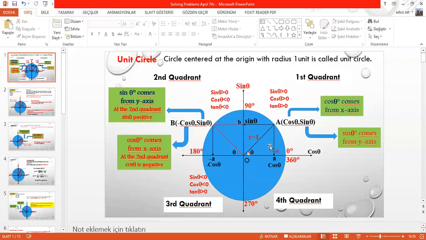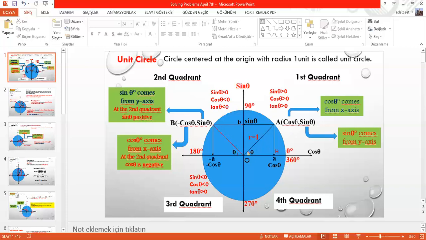So sine theta is equal to B over 1, which means sine theta is equal to B. So instead of B, we may write sine theta. So the coordinates will be cosine theta and sine theta. Therefore, by using unit circle trigonometry, cosine values come from the x-axis and the sine values come from the y-axis.